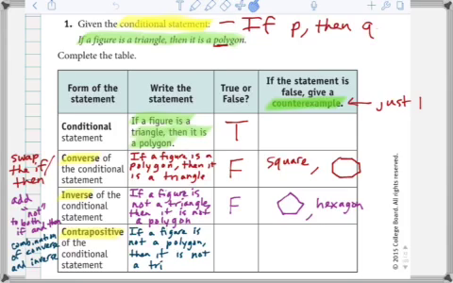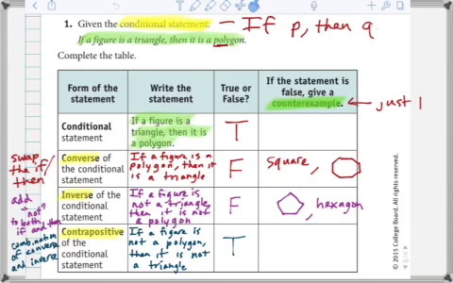Take a moment to decide if that's true or not. This one actually turns out to be true. If a figure is not a polygon, then it can't be any of those shapes we keep talking about, and it will also not be a triangle. For instance, a figure that's not a polygon might be a circle, which is also not a triangle.